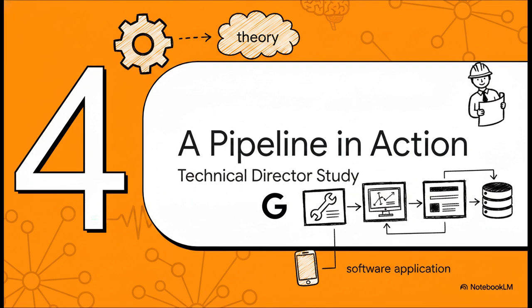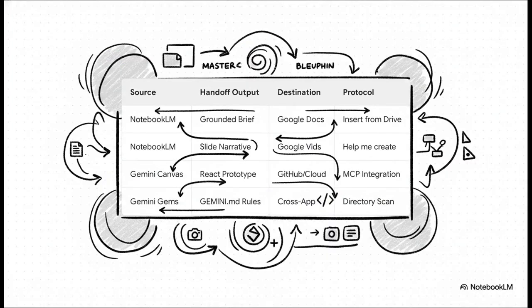All right, theory is great, but let's see how this all actually comes together in the real world. We're going to walk through a case study where we build a software application from the ground up, with you acting as the technical director. Now, don't worry about trying to memorize this whole chart. The key thing to see here is the blueprint. It shows the designed flow of information. You can see how a project brief from Notebook LM moves over to Google Docs, or how a prototype from Canva gets sent to a code repository like GitHub. Every single one of these moves is a deliberate, intentional handoff.